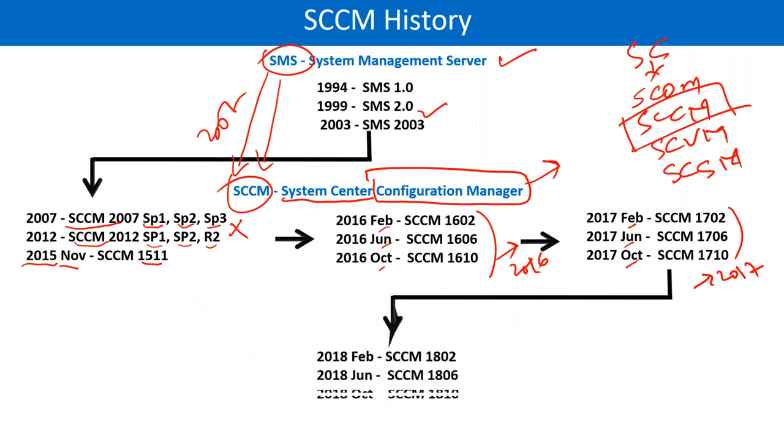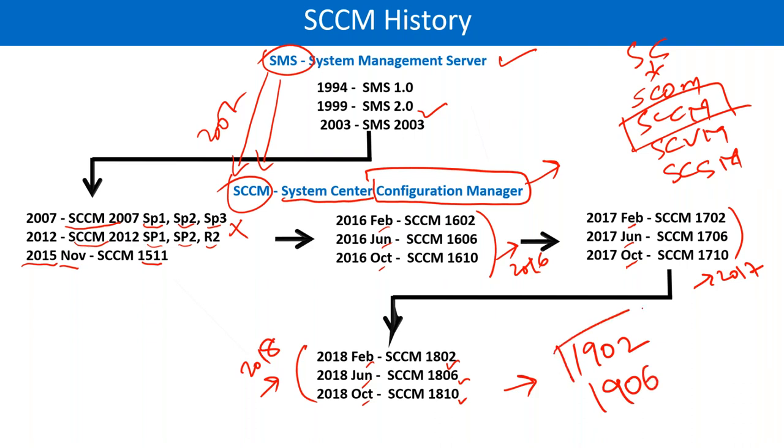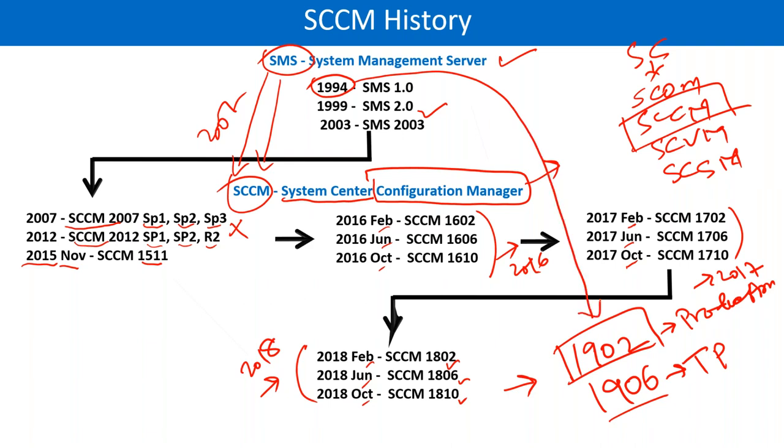Then in the year 2018, these are the three versions released: February, June, and October, 1802, 1806, and 1810. Now this year they have released 1902 and 1906. 1902 is the one which can be taken into production. 1906 is in technical preview, so you cannot take this 1906 into production. 1902 is the latest and greatest version which can be taken into production. So started from 1994 and up to 1902, almost like 25 years. So this is a matured product, guys. I hope you guys understood this, right, everyone? Yes.